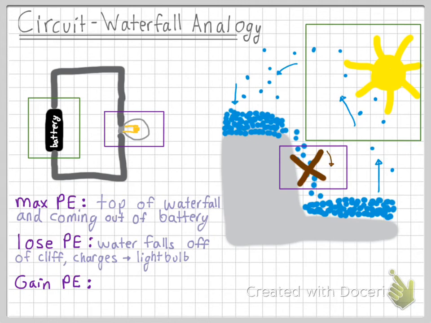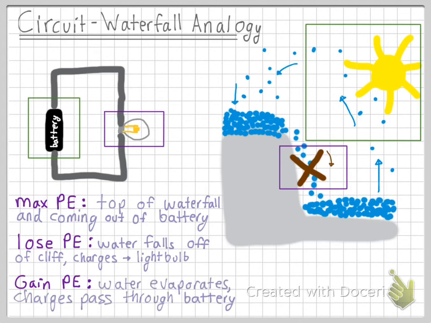So now let's look at when they lose potential energy. When the water molecules pass over the edge of the cliff and fall into the lower portion of the waterfall, the water molecules are losing potential energy. And when the charges move through the circuit and move through the wire and the light bulb, they also lose their potential energy. And finally, when we talk about when these molecules gain potential energy, this happens for the water molecules when they are evaporated and return to the top of the waterfall, and the charges in the circuit gain potential energy when they pass through the battery.